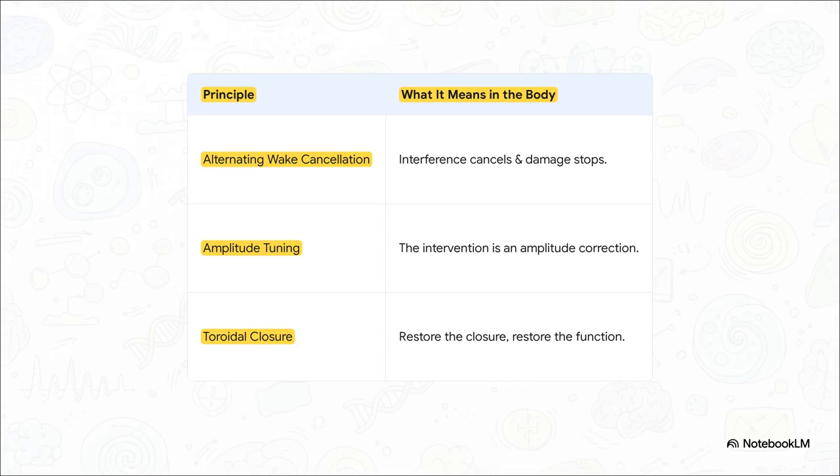And finally, toroidal closure. Healthy systems in our body, from DNA to blood cells, are often these closed, stable loops, kind of like a donut or a torus. Disease and decay, that's what happens when these loops break open. So the fix is simple. Restore that closed, self-sustaining shape. You do that, and you lock the system right back into stability.